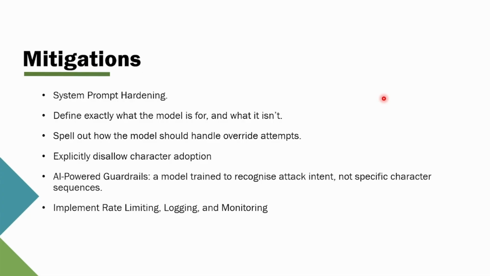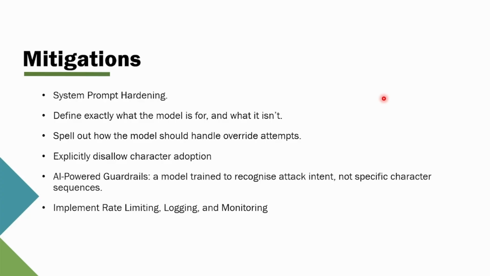The first one is system prompt hardening. Your system prompt is very important to your AI model. Think of it like your regular website or application. The source code tells how your app or website works. In the same way, the system prompt tells how the LLM will behave. So make sure to write your system prompt effectively. Define exactly what the model is for and what it is not. Spell out how the model should handle override attempts. Above all, don't write your secret keys or API keys inside the system prompt.